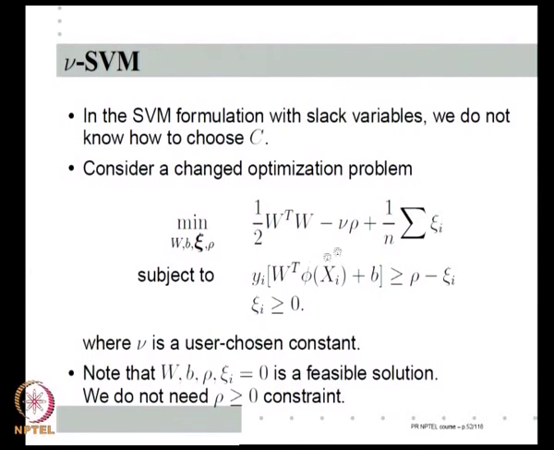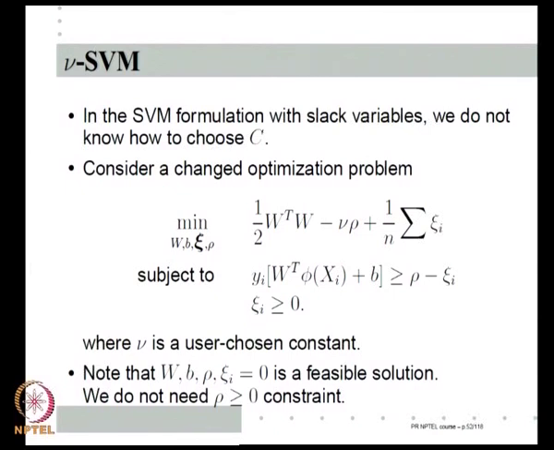Now, if I choose rho greater than 0, this term will be positive. I know W transpose W is positive. I know the J i's are positive. So, if I choose any rho greater than 0, this will be strictly greater than 0. Such a point can never be the solution of this optimization problem, because I know a feasible point at which the objective function has value 0. So, we do not need the rho greater than 0 constraint at all. We can just minimize unconstrainedly on rho.